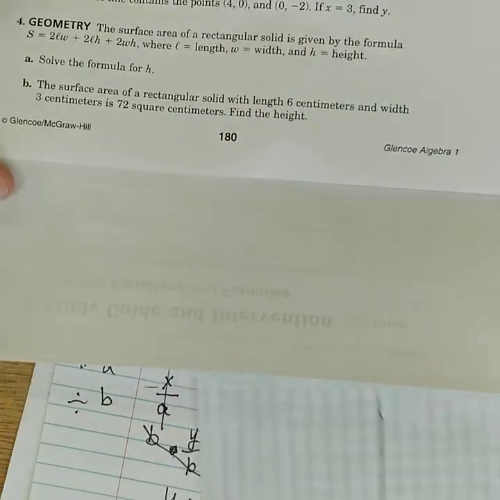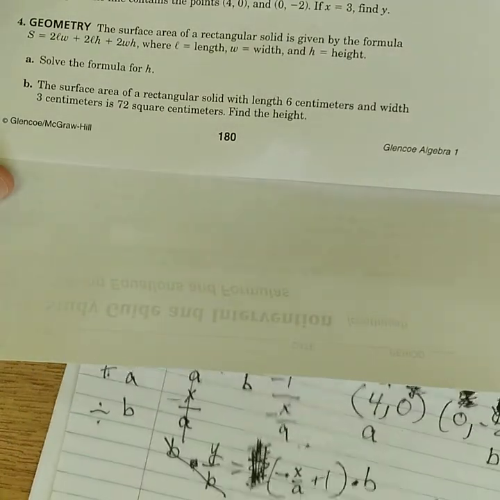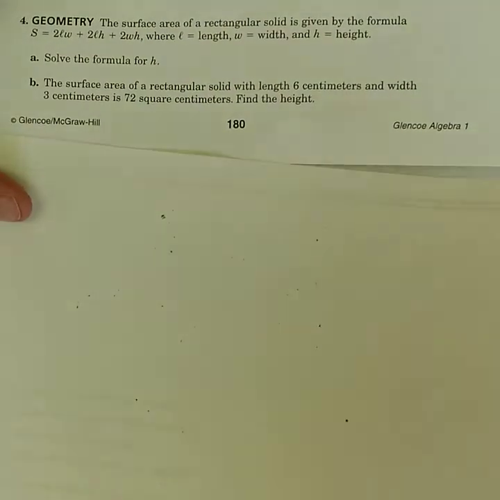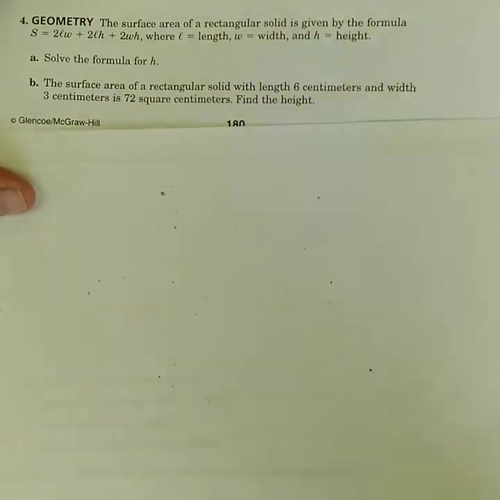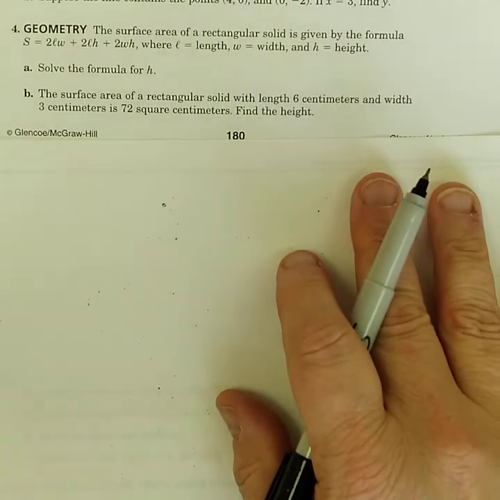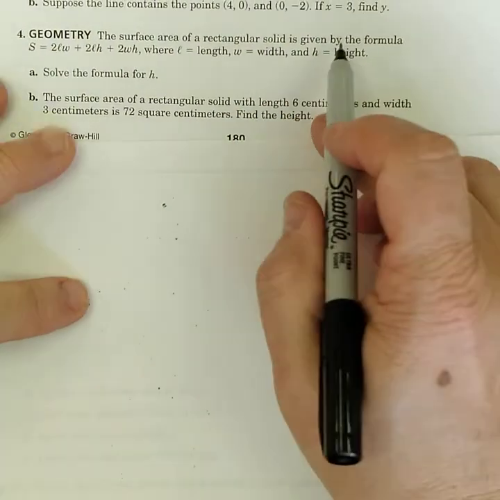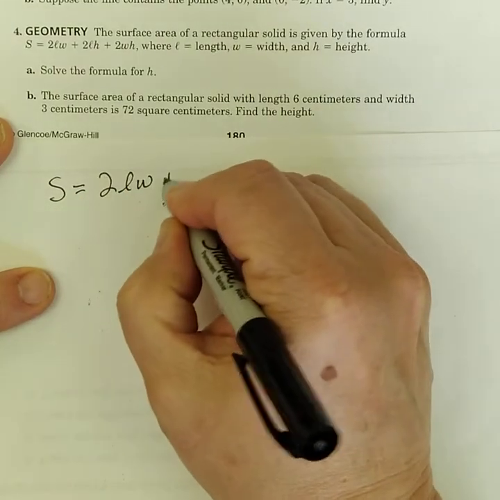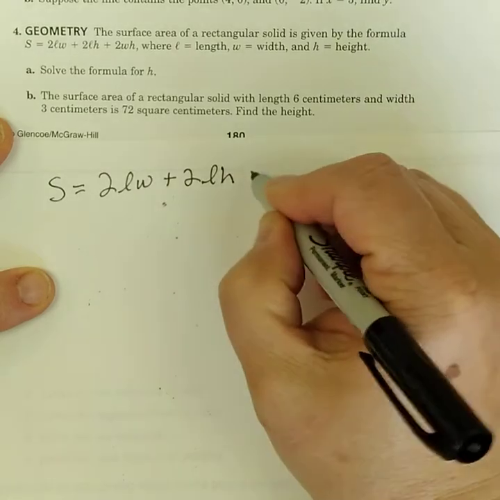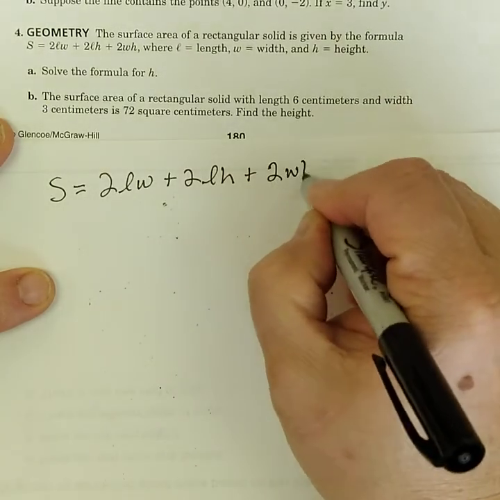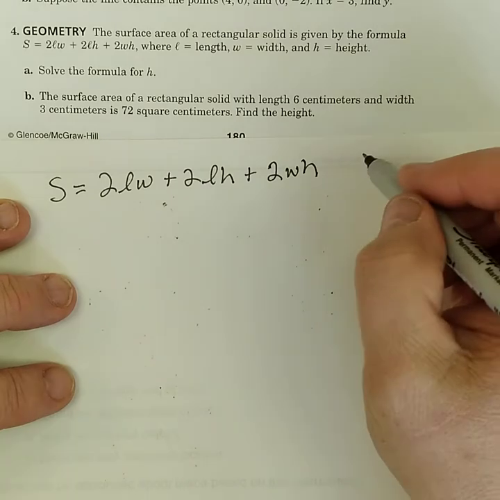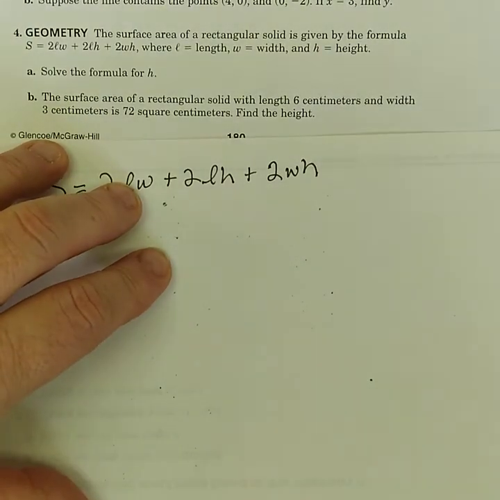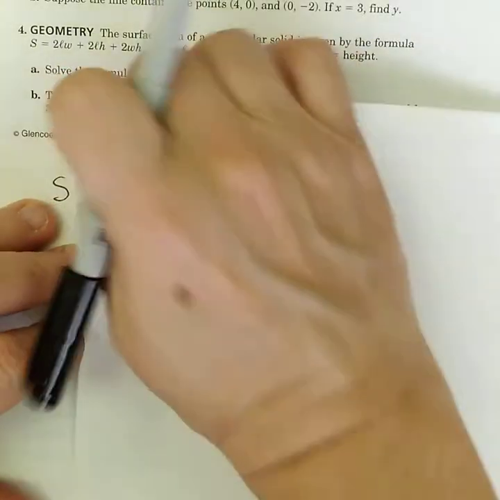All right, now we have the next one. Oh, this one is very difficult, so I hope you'll enjoy it. Okay. The surface area of a rectangle solid is given by the formula S equals 2LW plus 2LH plus 2WH.